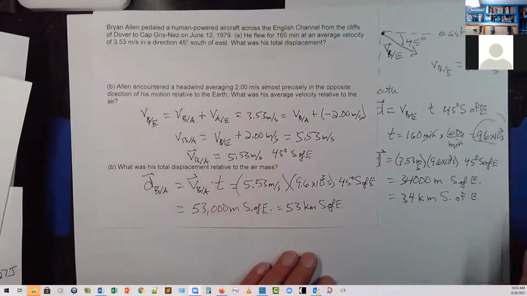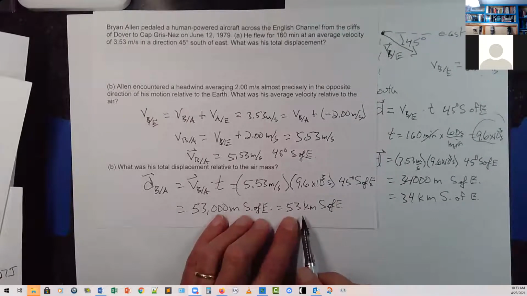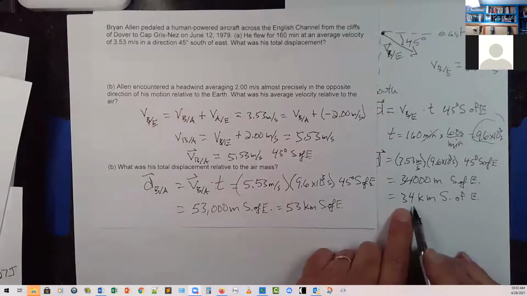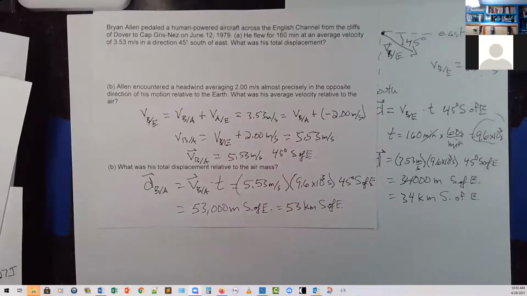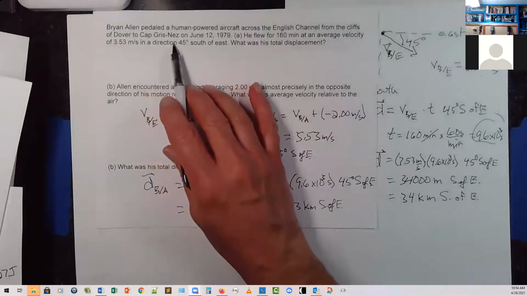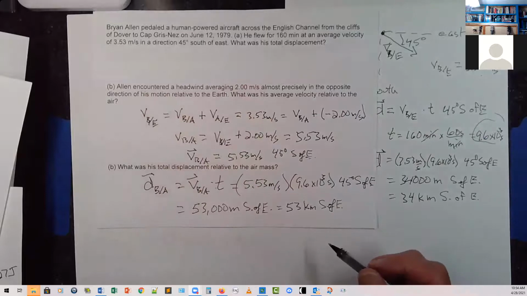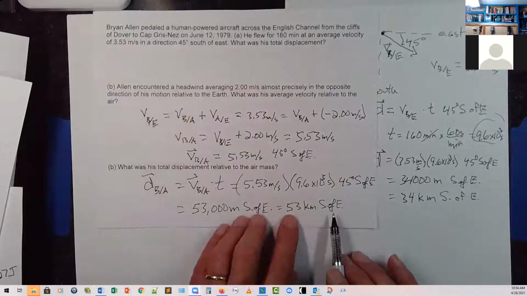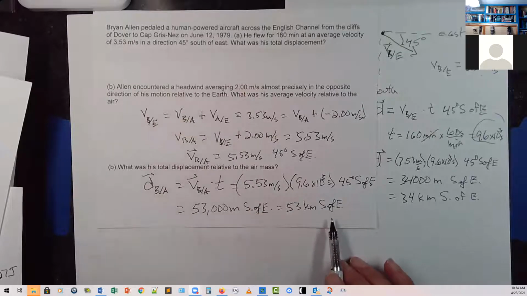So he actually had to fly 53 kilometers through the air instead of 34 kilometers through the air because of that wind that was blowing against him. If he'd flown on a calm day instead of landing in whatever it was, Cape Grenade or something, that's a wild guess, he would have flown 20 kilometers past it. Or 19 kilometers past it anyway.